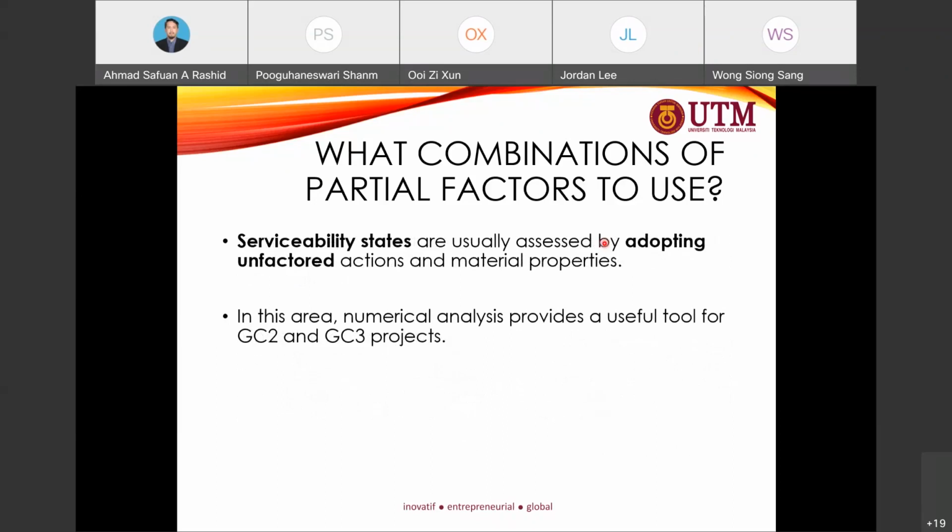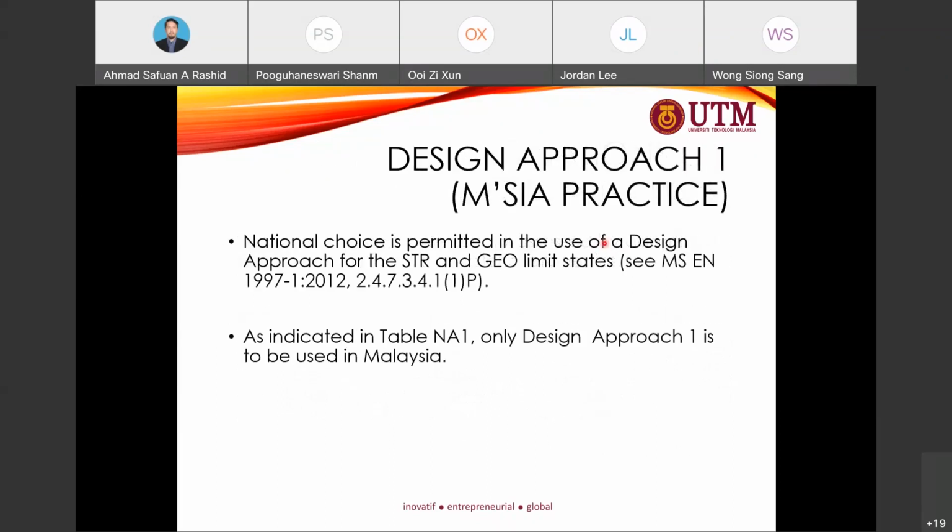So stability states are usually assessed by adopting unfactored actions and material properties. In this area, numerical analysis provides a useful tool for GC2 and GC3 projects. National choice is permitted in the use of design approaches for STR/GEO. So this is for the Malaysian practice, and as indicated in Table NA1, only Design Approach 1 is to be used in Malaysia.